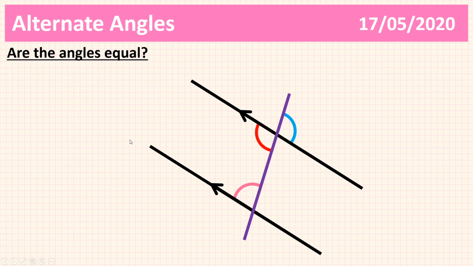So hopefully that's helped you understand what alternate angles are. What I suggest is that you go and watch Mr. Amison's video and practice doing some questions. If you're feeling super confident, you can go on Dr. Frost and Corbett Maths and practice some questions on there.